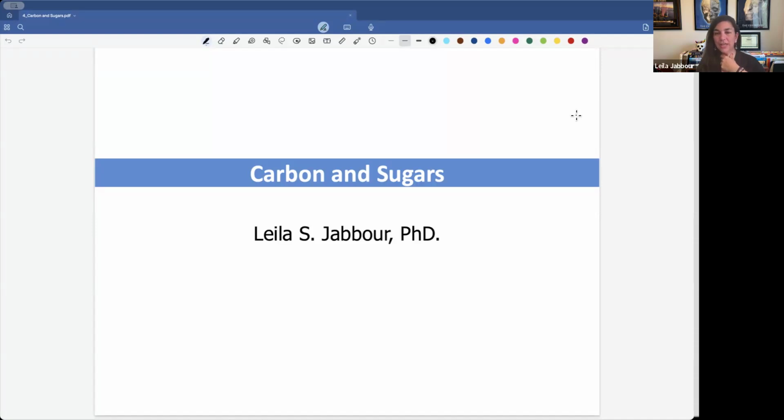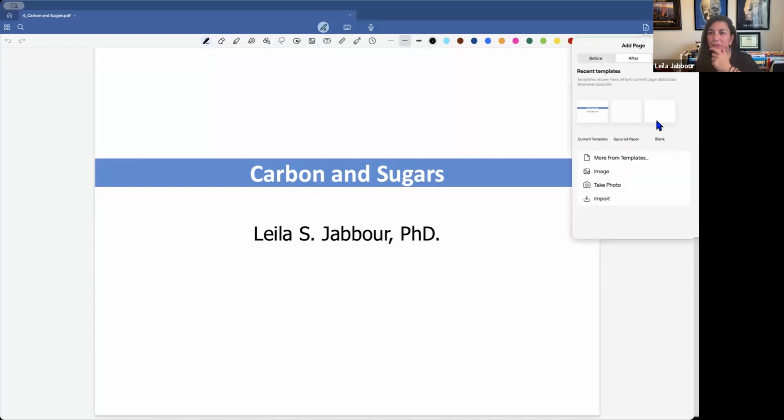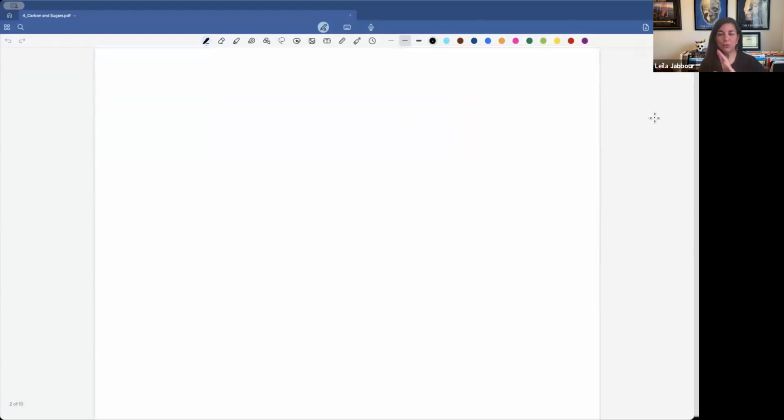This is Dr. Japour, and I'm going to go over the four macromolecules that make up everything, all the structures in the cell, and basically those are the building blocks of the cell. I'm going to start by talking about sugars. However, I think just to make things even clearer, I'm going to add a page. There we go. I just want to remind you the four macromolecules in case this wasn't seen before.